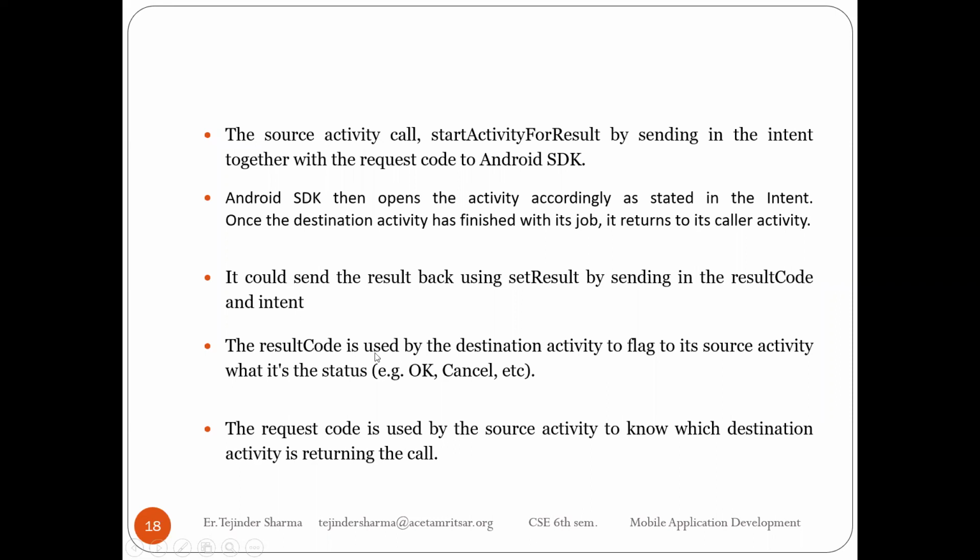The result code is used by the destination activity to flag to its source activity. Its status could be okay or cancel. If everything is okay, then it will give the okay status. Otherwise, if the user is not able to interact with the activity, then it will say cancel. The request code is used by the source activity to know which destination activity is returning the call. Once the destination has decided to return the data, the call returns to the source activity, and it is identified with the help of the request code.